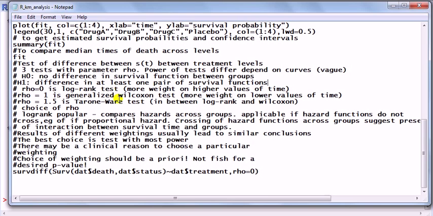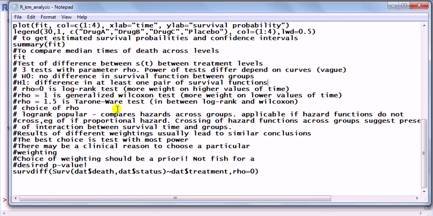These tests work on a similar, simpler way, as I understand it, except they differ in the weights of the events across time. For the log rank test, more weight is put in the calculation of the test statistic on higher values of time. Generalized Wilcoxon puts more weight on the lower values, and the Tarone-Ware test sits in between the log rank and Wilcoxon.